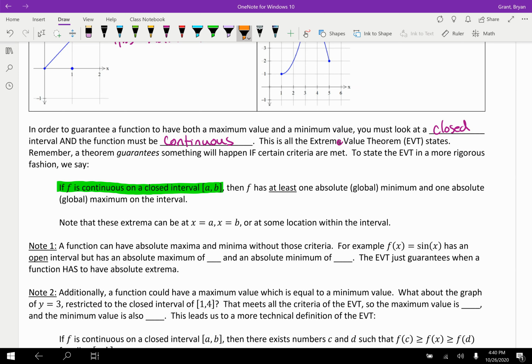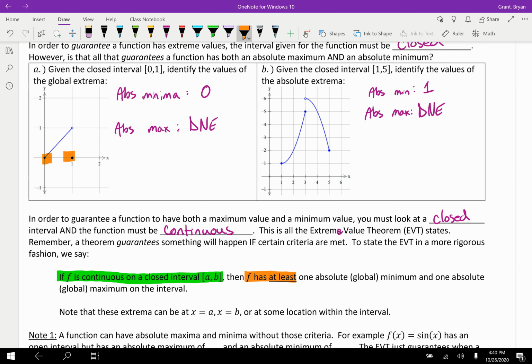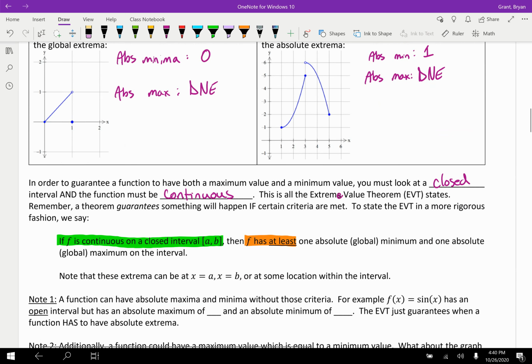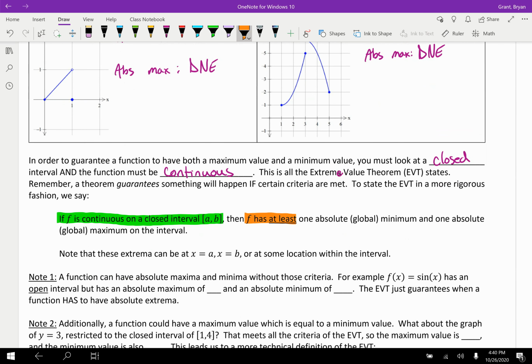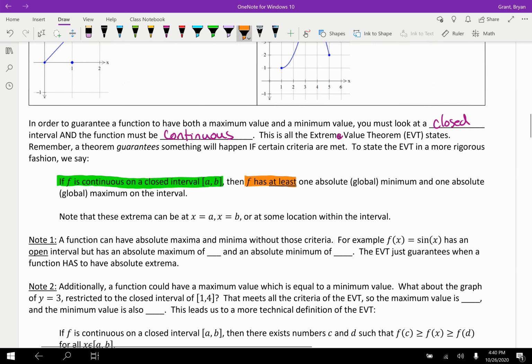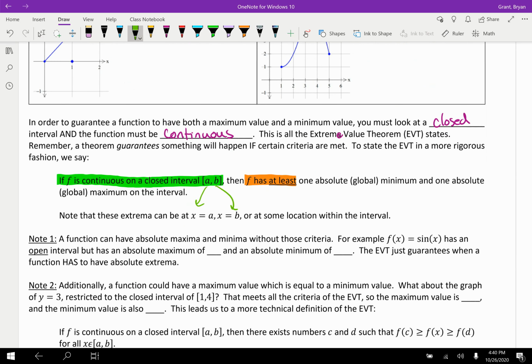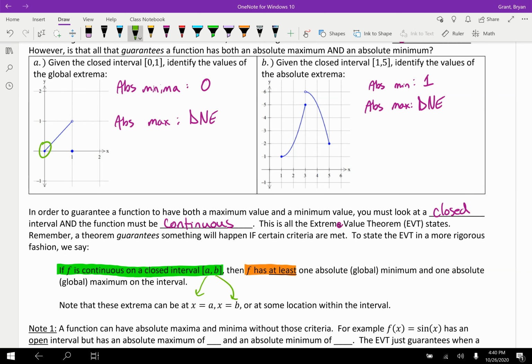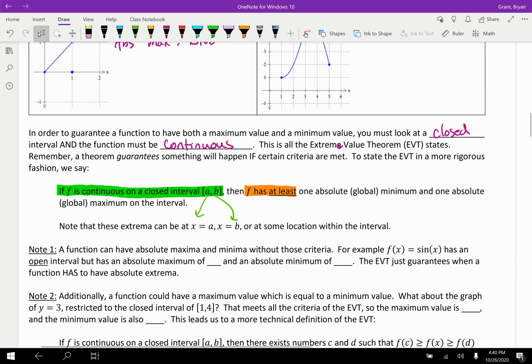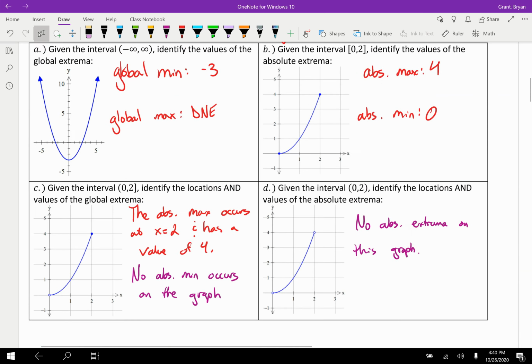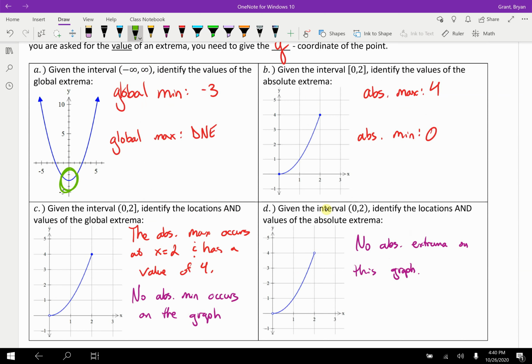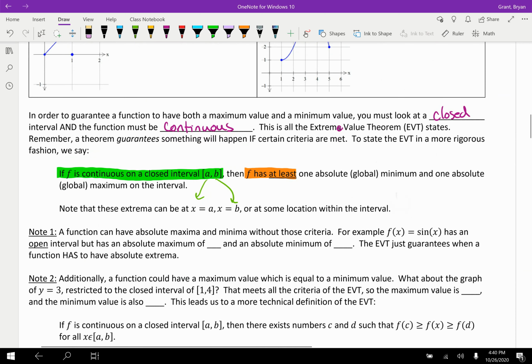If that happens, then what is guaranteed? Then f has at least, and notice that at least, we had two of these over here, at least one absolute minimum and one absolute max. And we should also note that these extrema can occur at the end points, like this guy was at the end point, or at some location within the interval. This was a location within the interval, and that's allowed as well.